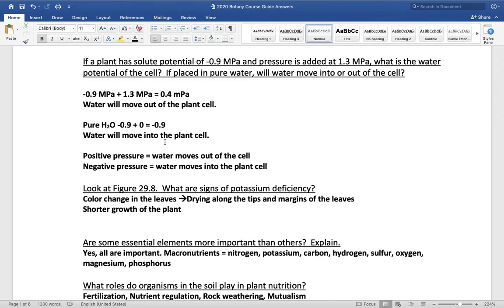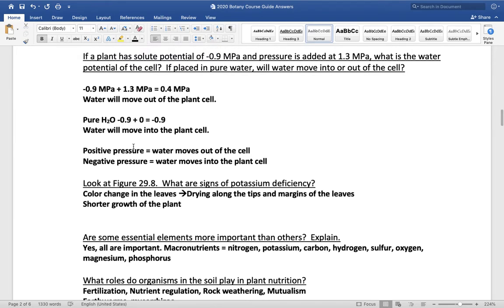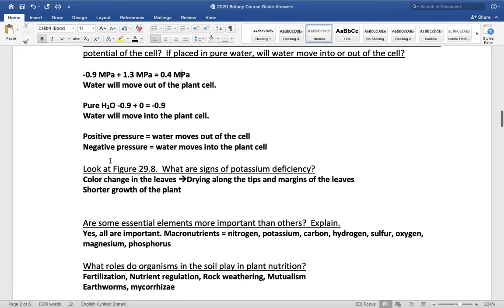As far as water pressures go, this was a little bit different question. So you got two questions in one, and it's pretty simple. You go inside the plant plus the outside of the plant, and that will give you your total potential. So the first problem, you get a 0.4. That's megapascals. And because that's positive, water will move out of the plant cell, which is not necessarily a great situation. Then pure water has a potential of 0, so we would get a negative 0.9. So water would go into the plant cell, which is what we want most of the time in plant cells. So the big gist from that question is positive pressure, water moves out; negative pressure, water moves in.